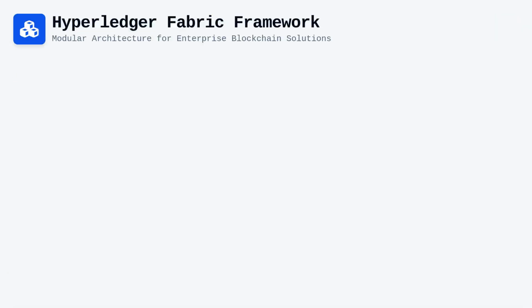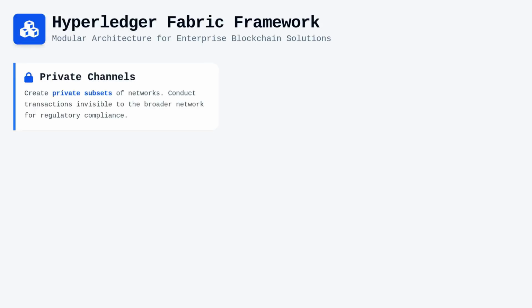At the heart of many enterprise blockchain solutions on the platform is the Hyperledger Fabric framework, which provides a modular architecture for building blockchain-based applications. Hyperledger Fabric is distinct because it introduces the concept of channels, which essentially allow for private subsets of a network to conduct transactions that remain invisible to the broader network.